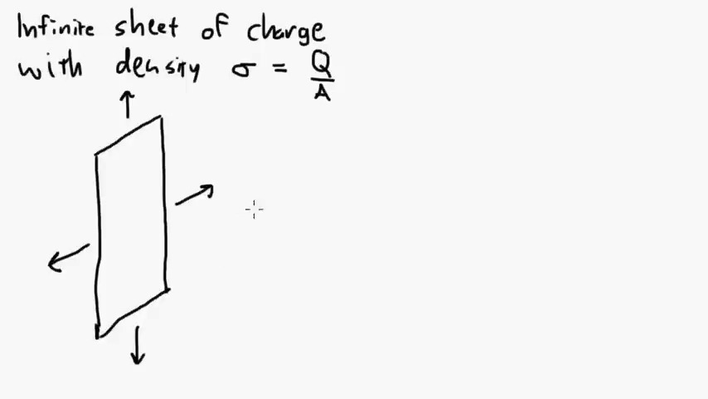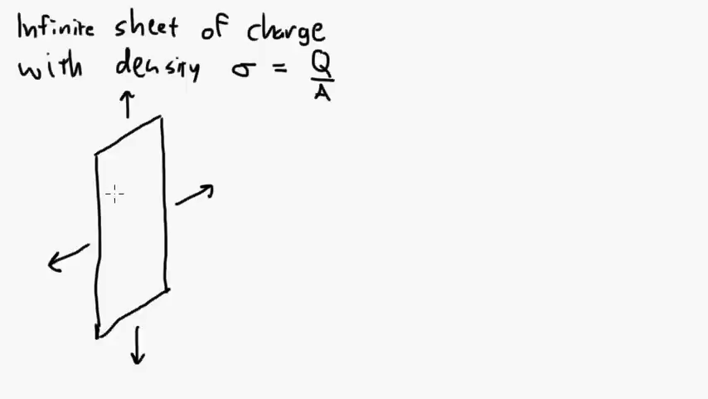Okay, so the last example I want to run through for you very quickly is an infinite sheet of charge with a density of, this is a lowercase sigma, of q over a. So sigma represents the density of charge in some area here. If you have an infinite sheet of charge, you can't tell what the whole charge is because it's got to be infinity, right? So you tell how much charge there is per unit area. So this could be like 3 nanocoulombs per square meter or something like that.